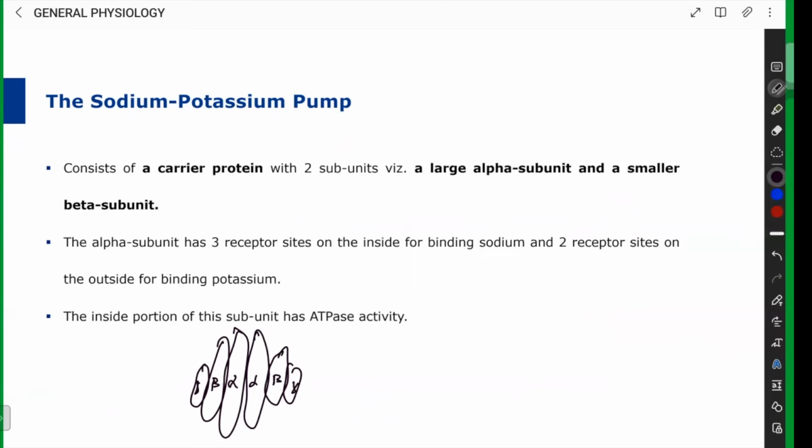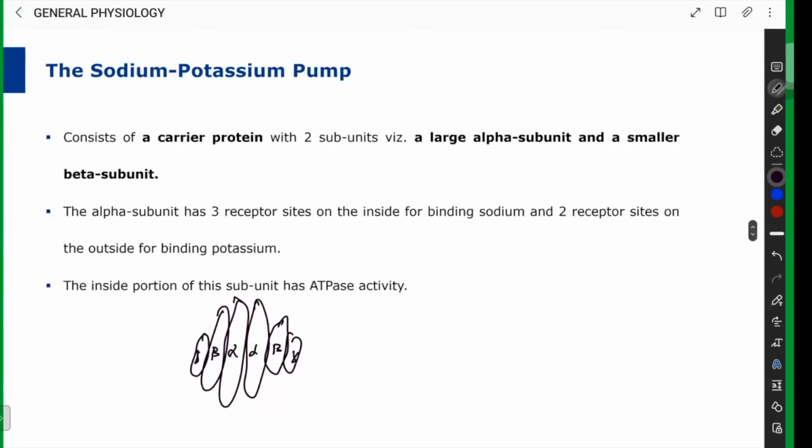Among these three, only the alpha units are going to play a role in the sodium potassium transport. From where to where do you need to transport sodium? You need to transport sodium from the intracellular fluid to the extracellular fluid. So where is your sodium sitting? In the ICF side. This is your ICF, this is your ECF. On the ICF side of your alpha subunit, your sodium is going to be sitting.